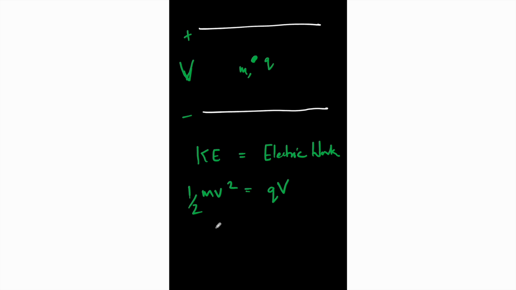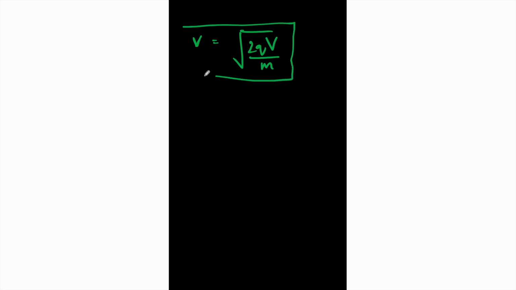So if we rearrange this, what we will get? v square is equal to 2qV by m, or we can say v is equal to square root of 2qV by m, where this small v is the velocity of the charged particle. So this is the velocity of a charged particle placed in an electric field. Let this be equation 1.